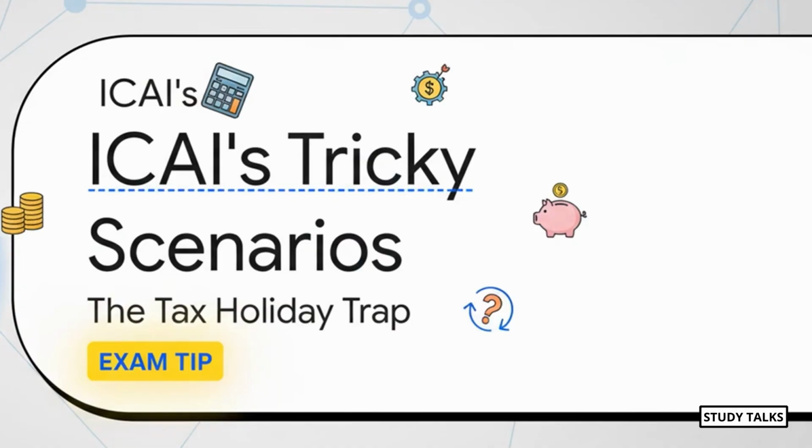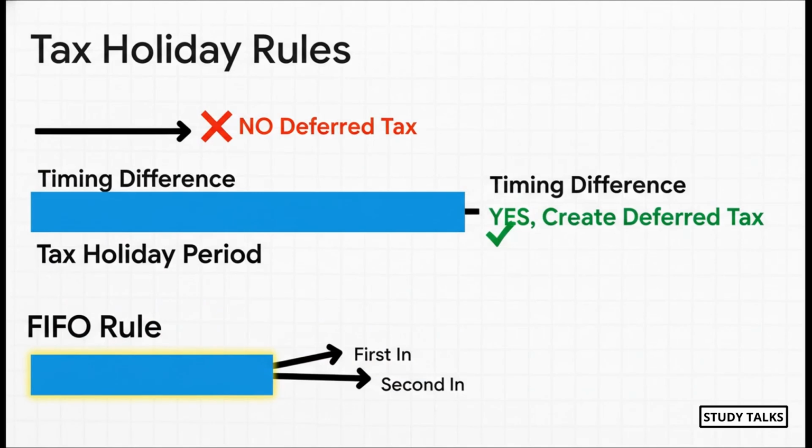All right, you've got the rules, you know the concepts. It's time for the final boss level. We're going to tackle one of ICAI's absolute favorite and trickiest exam questions, the tax holiday scenario. When a company is in a tax-free holiday period, the logic is actually pretty simple. If a timing difference starts and also reverses inside the tax-free window, there's no tax effect, right? So no deferred tax. But if a difference starts during the holiday but will only reverse after the holiday is over, then there will be a tax impact in the future, so you have to create deferred tax for it now.